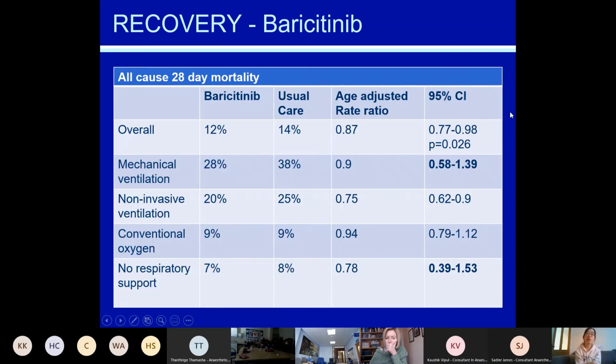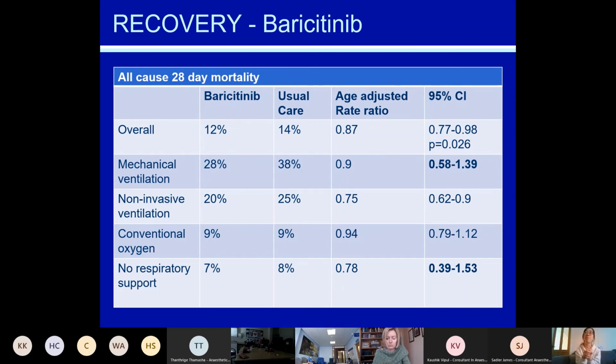And these are the results, again, for the primary outcome, which is 28-day mortality. And the headline figure that was used for baricitinib is an overall reduction in mortality from 14% to 12%, which gives us a rate ratio of 0.87.